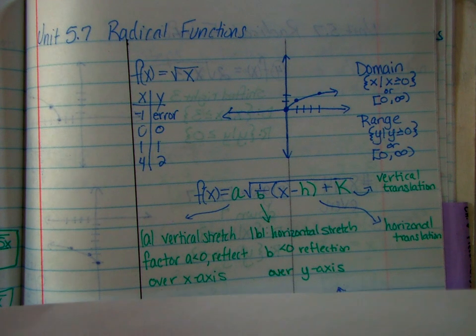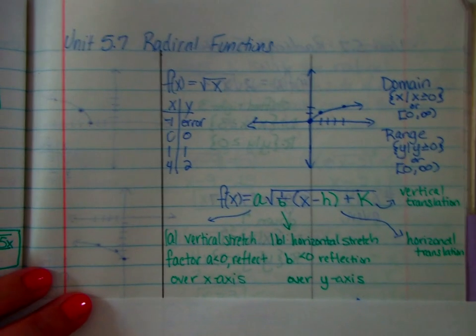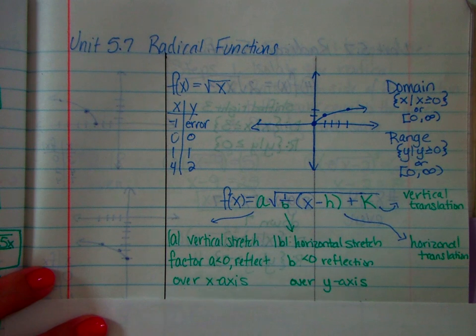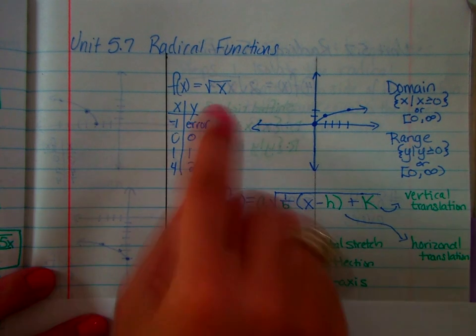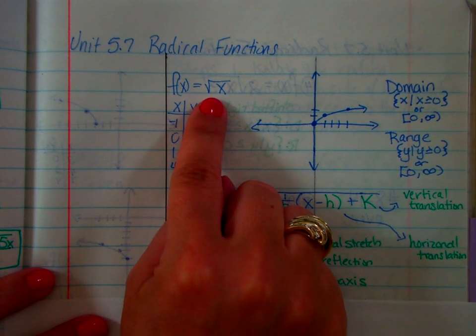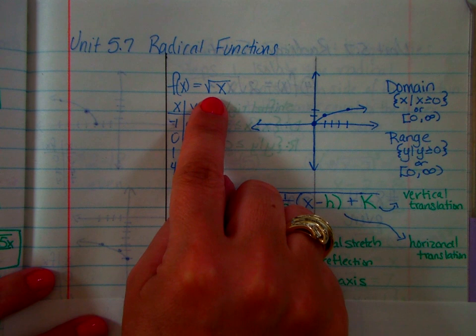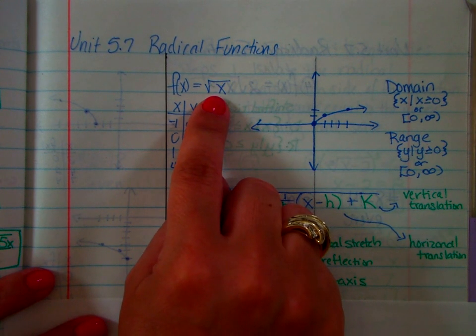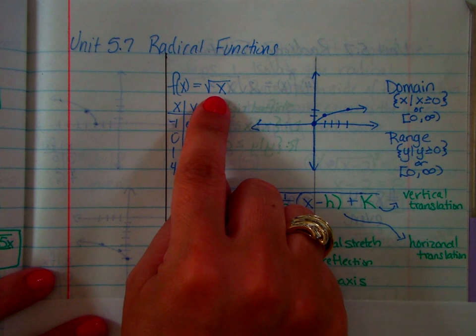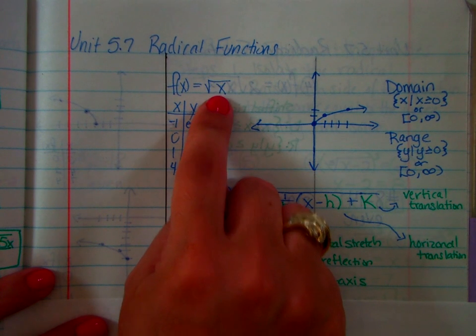Hey guys, so I want to talk about graphing radical functions. Now, our parent function is f of x equals the square root of x. When we're talking about square roots, we actually want to be thinking about what our perfect squares are, because that's the easiest to solve.